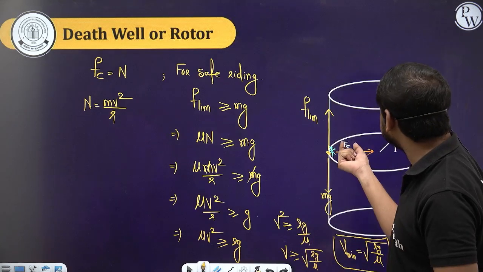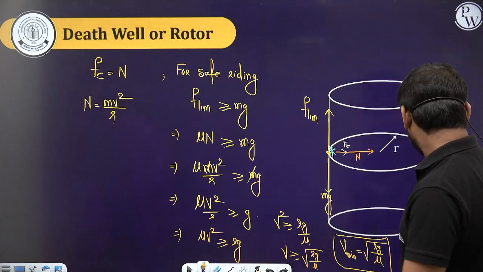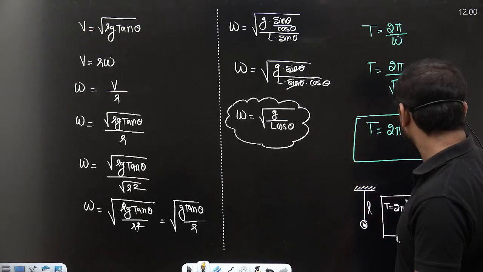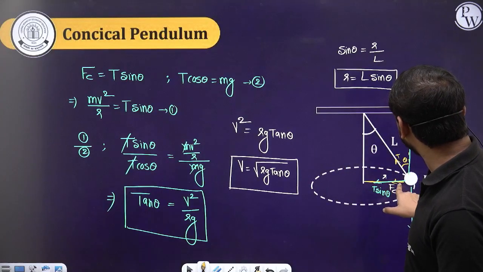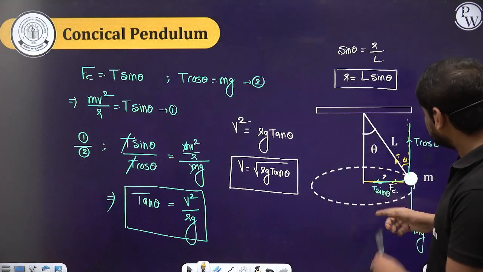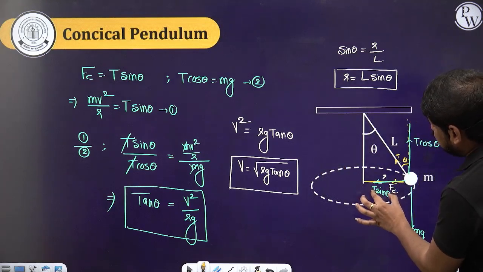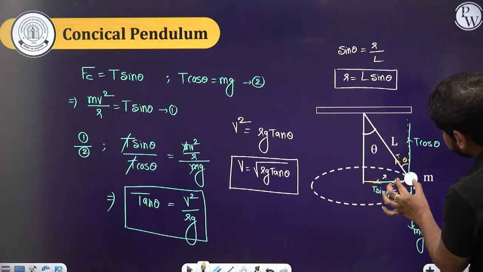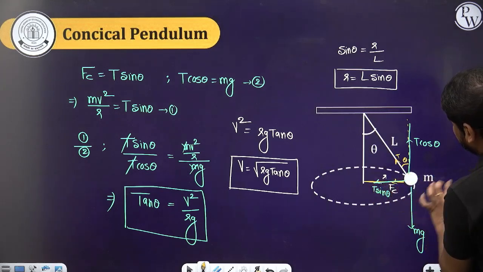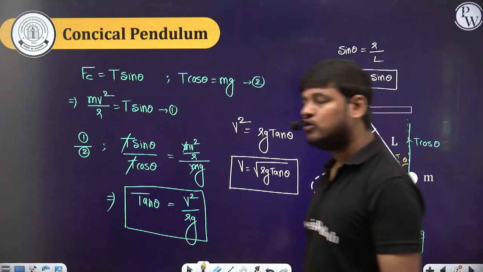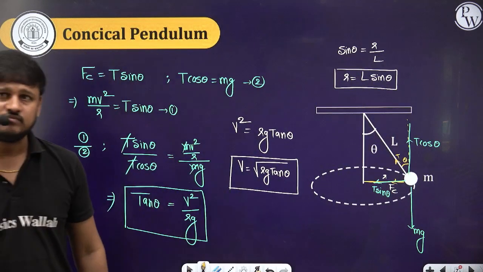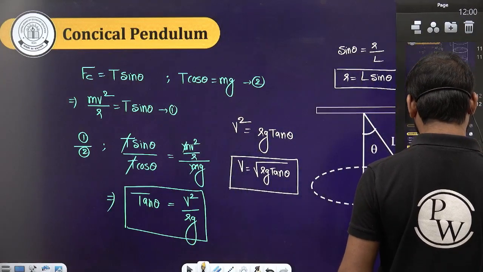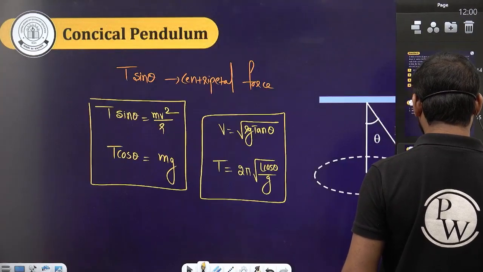So here the centripetal force is nothing but normal. In the previous case, the centripetal force is nothing but the T sin theta, right? So now I can also say that T sin theta will also be balanced by the equal and opposite force of the centripetal force, which is the centrifugal force. You can take the centrifugal force outward, this side. If you wish, you can consider it anyway. Fine? Understood the concept? Chalo, let's move further. Conical pendulum and death well or rotor.